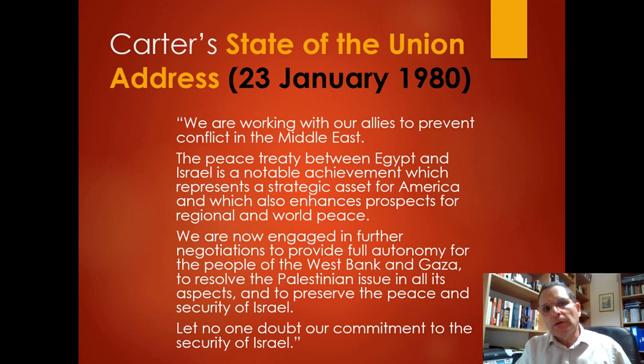Let me quote from the State of the Union. That's the most important annual speech that the American president delivers each and every year. "We are working with our allies to prevent conflict in the Middle East. The peace treaty between Egypt and Israel is a notable achievement which represents a strategic asset for America, and which also enhances prospects for regional and world peace. We are now engaged in further negotiations to provide full autonomy for the people of the West Bank and Gaza, to resolve the Palestinian issue in all its aspects, and to preserve the peace and security of Israel. Let no one doubt our commitment to the security of Israel."